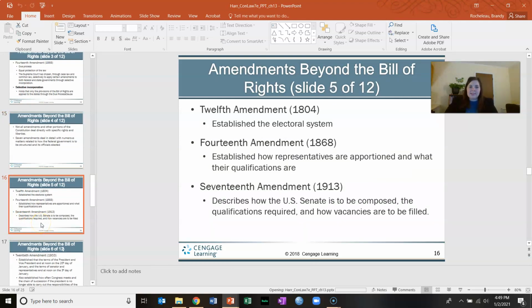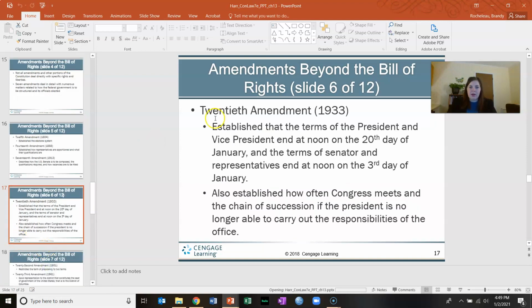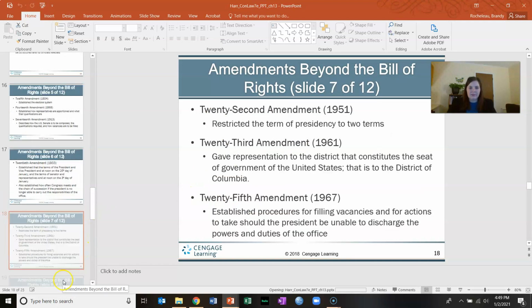The 12th Amendment established the electoral system that we currently use. The 14th Amendment also establishes how representatives are apportioned and what their qualifications are, like how old they have to be. The 17th Amendment describes how the United States Senate should be composed, the qualifications to be a senator, namely age, and how vacancies to a senator's seat should be filled. So it establishes like the term of the president, the chain of command.